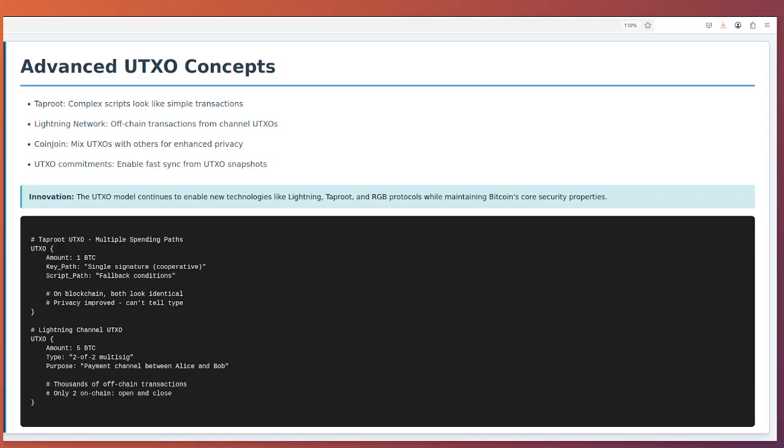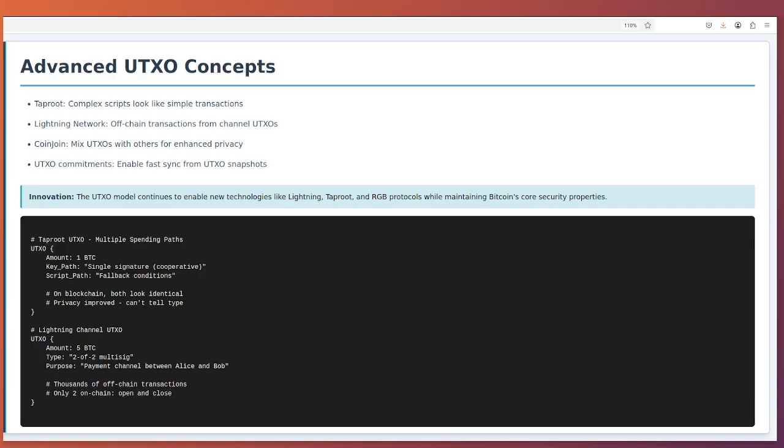The Lightning Network builds on UTXOs through payment channels. Two parties create a multi-sig UTXO, then transact off-chain by updating the distribution of that UTXO. Only the channel opening and closing transactions touch the blockchain, making thousands of payments from two UTXOs.